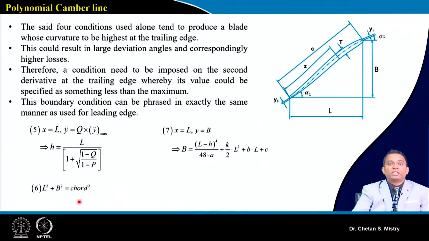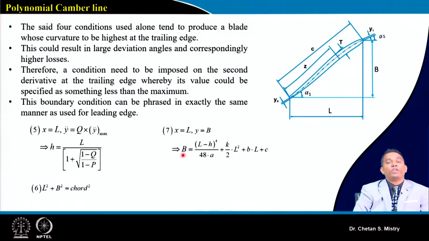So here in this case, at x equal to L, I am writing the second derivative as some value of Q into the second derivative which has the maximum value, and that will give me the constant H. Now we are having 5 constants and different equations. We can say L square plus B square plus C is equal to C square, that is based on trigonometry. And here at x equal to L and B, if I put those numbers, we will get the value of B.